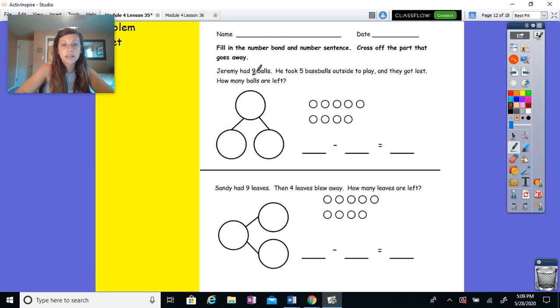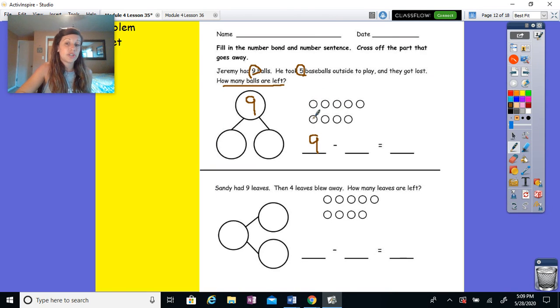Jeremy had 9 baseballs. He took 5 baseballs outside to play and they got lost. How many balls are left? Okay, so I know that Jeremy started out with 9 balls. So I'm going to write 9 in my hole. Remember, that's my hole because it's the circle by itself. That shows me how many he started with all together. And I'm going to put 9 first in my number sentence because that's how many baseballs Jeremy started with.